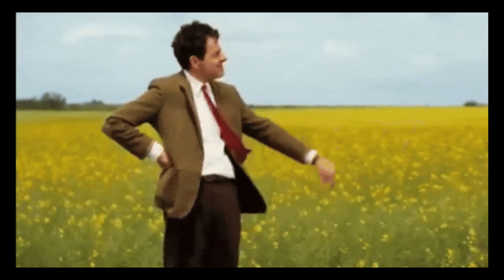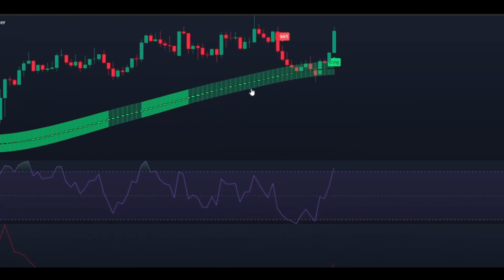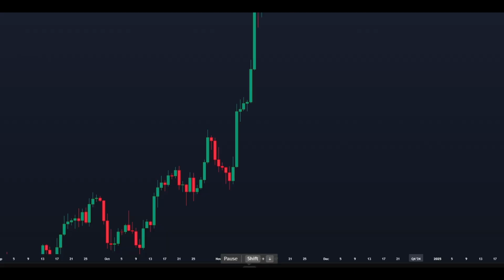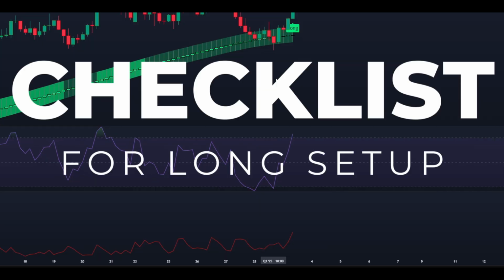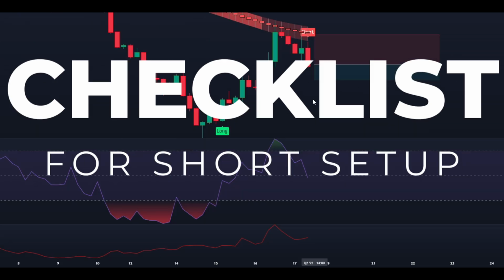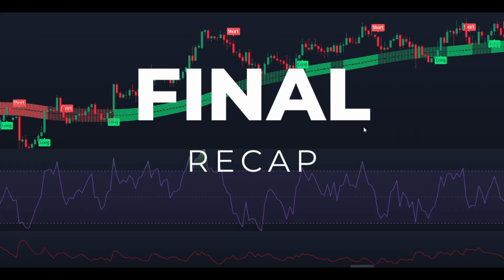Give me a few minutes and I'll show you a fast, rules-based RSI scalping setup that's easy to execute, works across markets, and, when used correctly, can hit a high success rate. We'll add 4 tools, lock the settings, run a long checklist with an example, then the short checklist with an example, and close with a quick recap you can copy step by step.